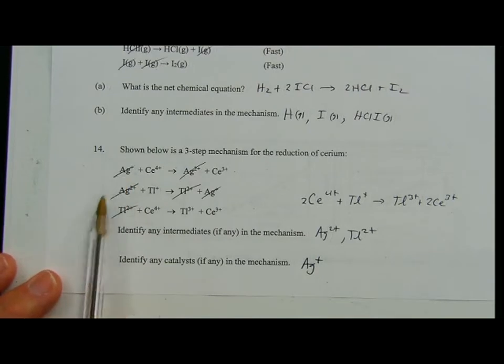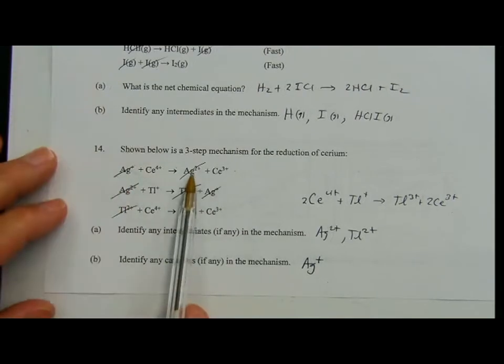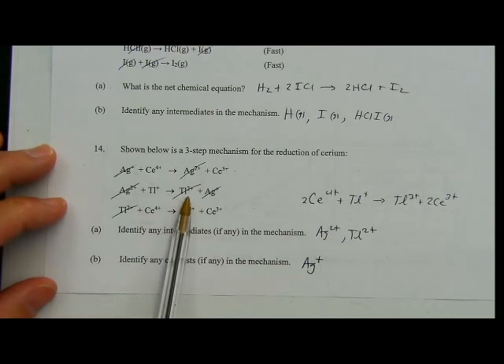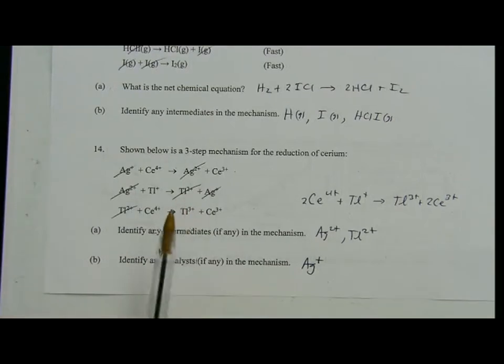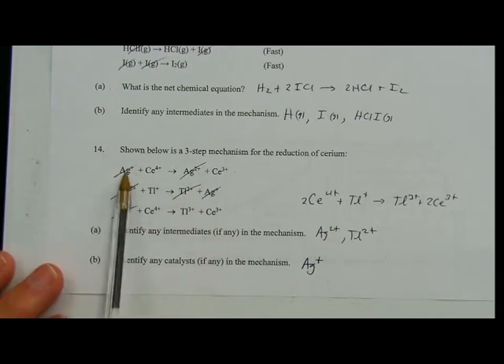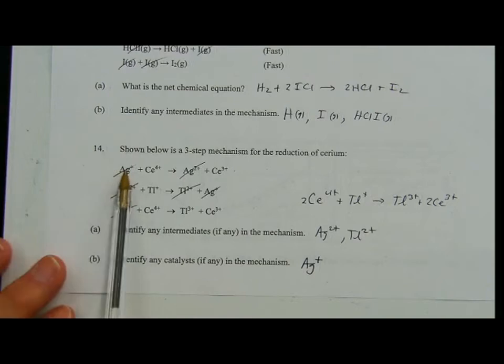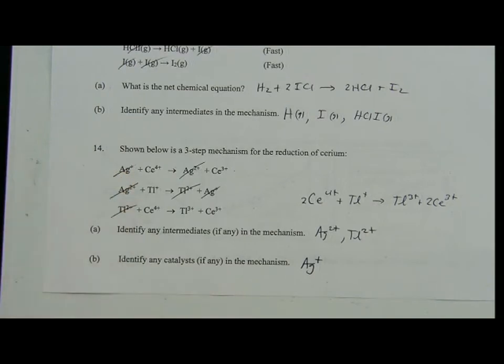All right, so silver 2 plus shows up first on the right-hand side. Thallium 2 plus shows up first on the right-hand side. So that means it's an intermediate. The silver plus shows up first on the left-hand side. And so that means it's a catalyst. Okay, did that answer your question, Mr. Conrad? Okay.